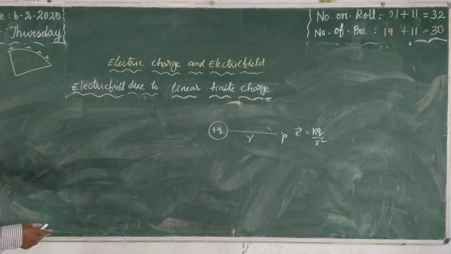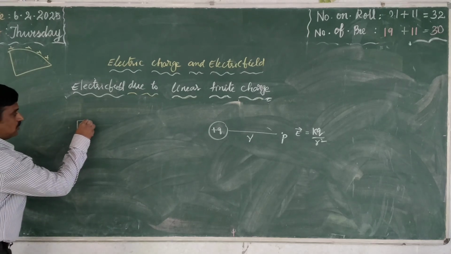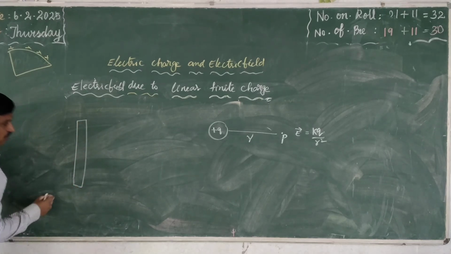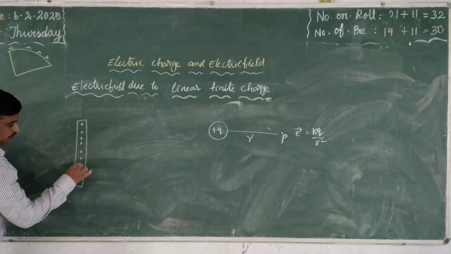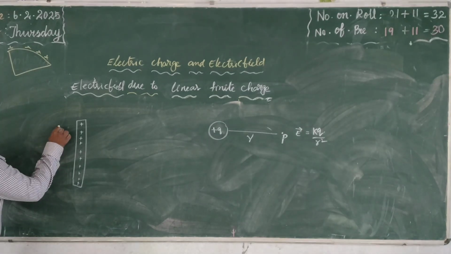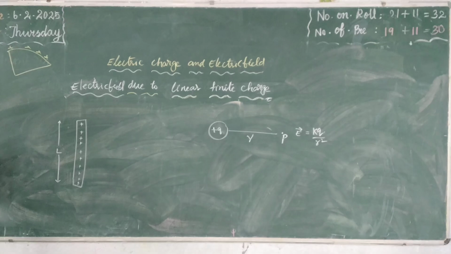What is the electric field due to a linear finite charge? Now, this is the linear finite charge. Charge is distributed uniformly in this one. Plus charge is there in this one, and the total length is capital L.